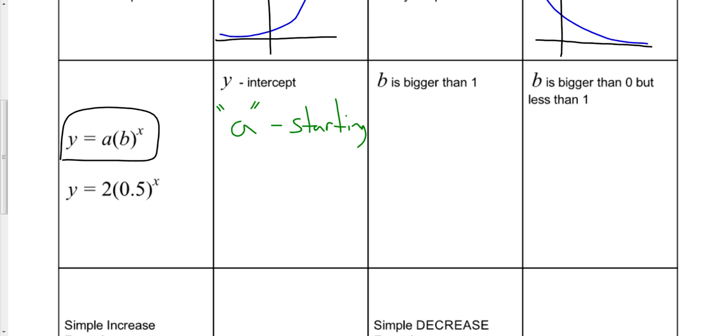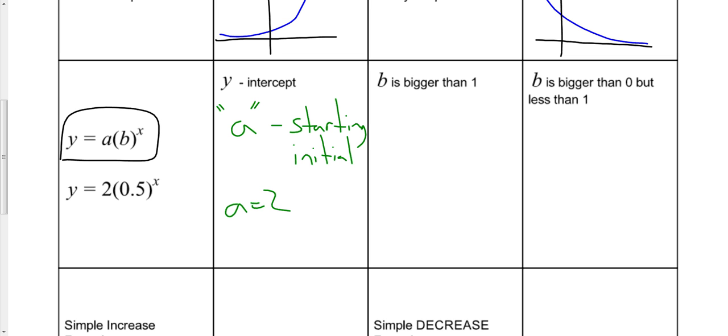Also sometimes called the initial value of what you're starting with. So in this particular example, where we have y is equal to 2 times 0.5 to the exponent x, the a value is equal to 2. That means the starting population of whatever it is we're graphing happens to be 2.